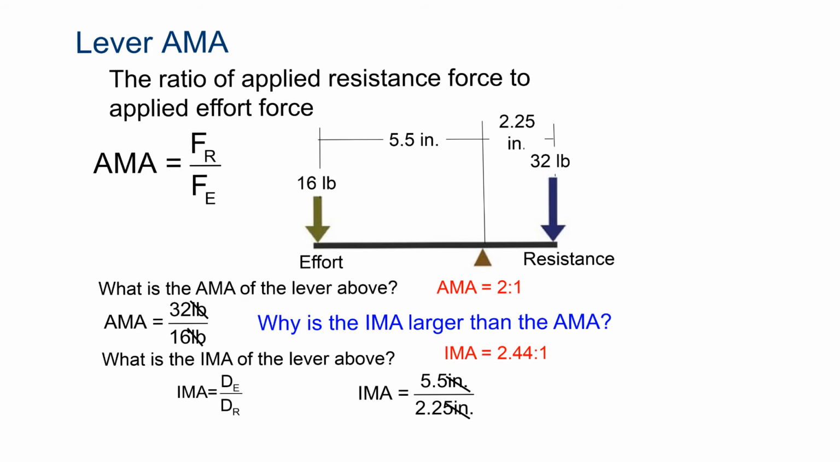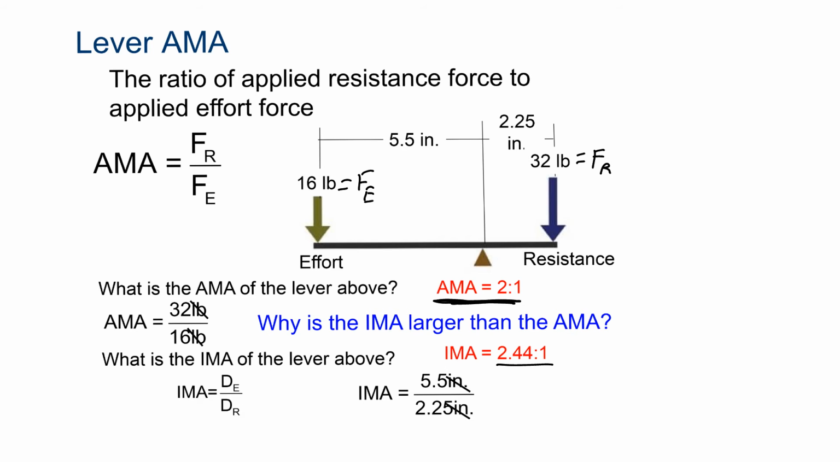Actual mechanical advantage is resistance force divided by effort force. In this case, our resistance force is what we're lifting, so that'd be 32 pounds. And our effort force is the force we use to lift it. So when we calculate that, we get the actual mechanical advantage is 2.2, so it's 2 to 1. The ideal mechanical advantage is going to be this distance divided by this distance, so that's going to be 2.44.